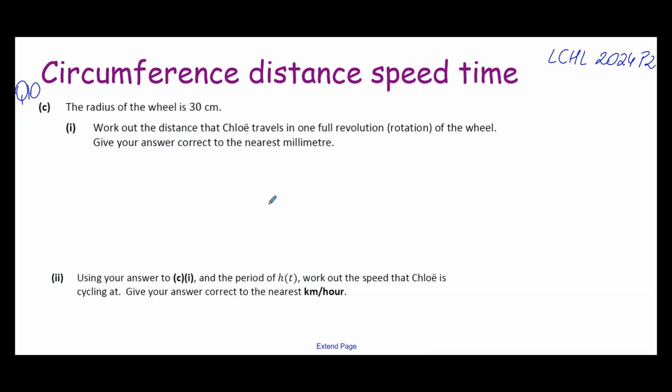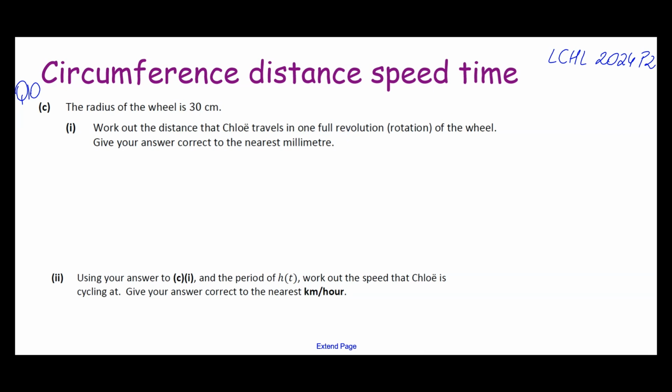So this question is about Chloe, and Chloe is riding a bicycle. In the first part, she got a nail in her front wheel. The radius of the wheel is 30. That's the wheel of her bicycle. Work out the distance that Chloe travels in one full rotation, revolution, of the wheel. Give your answer correct to the nearest millimeter.